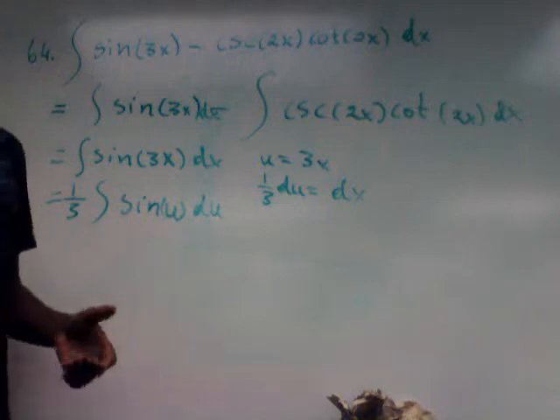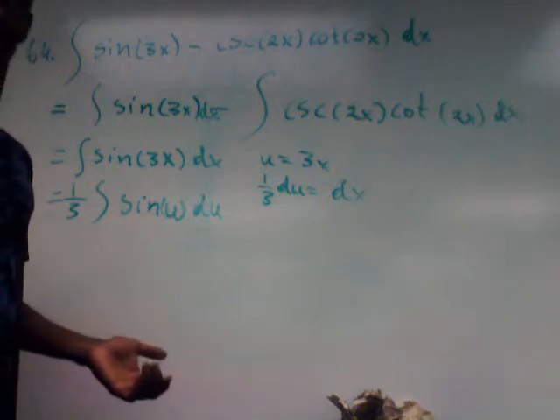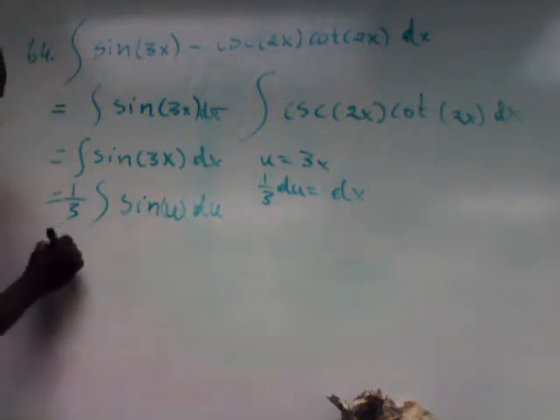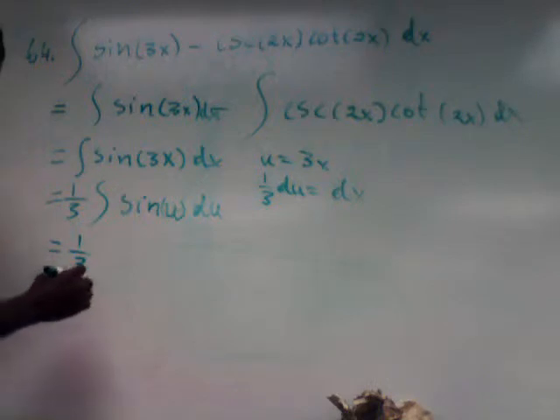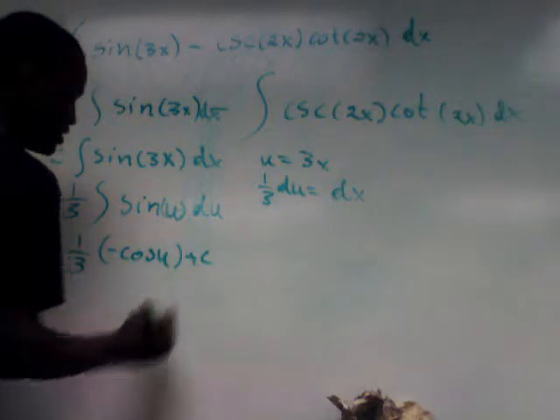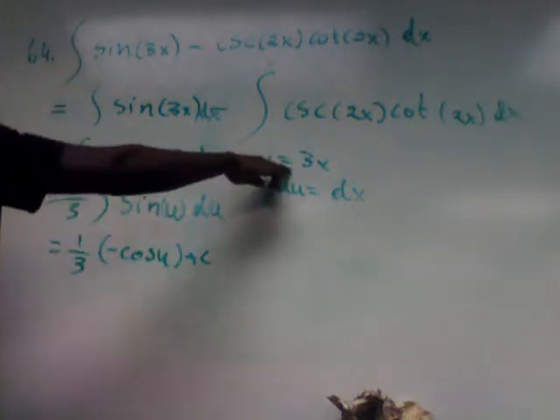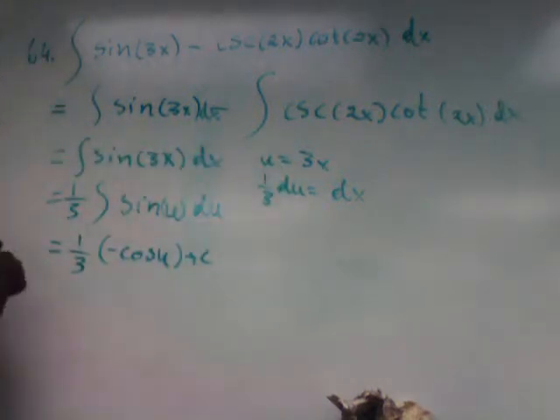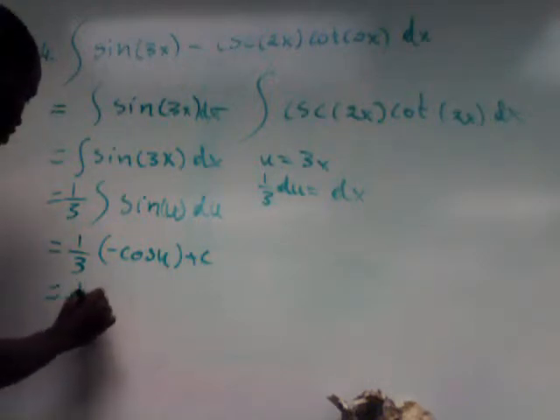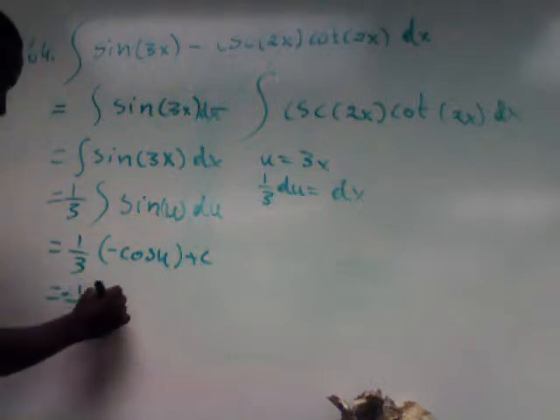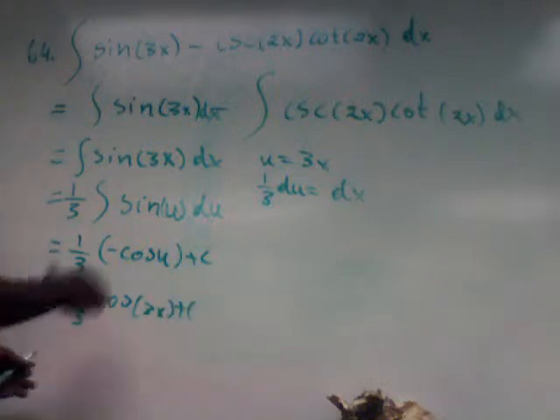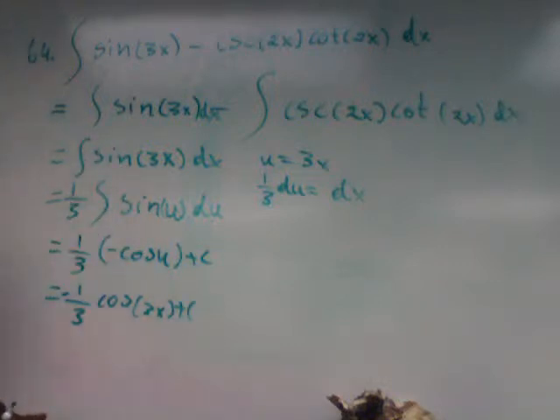That's just one of the trig identities, right? So you're going to have 1/3 times negative cosine of u plus c. And now you want to plug back in the u that you had up here. So your u is 3x. So the answer is going to be negative 1/3 cosine of 3x plus c. So you're done with the first part of the integration.